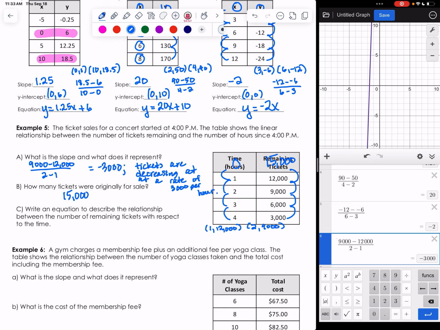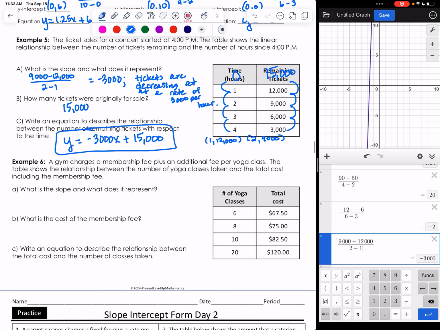So write an equation to describe the relationship between the number of remaining tickets with respect to the time. So y would equal -3,000x plus 15,000.